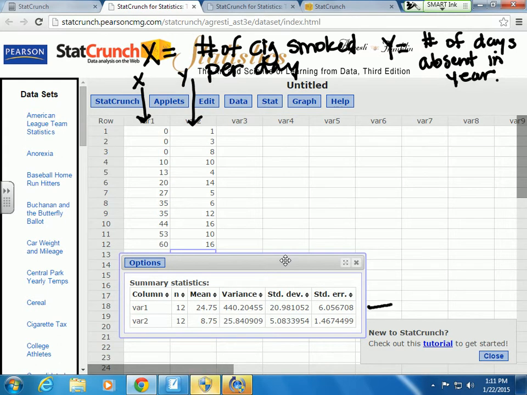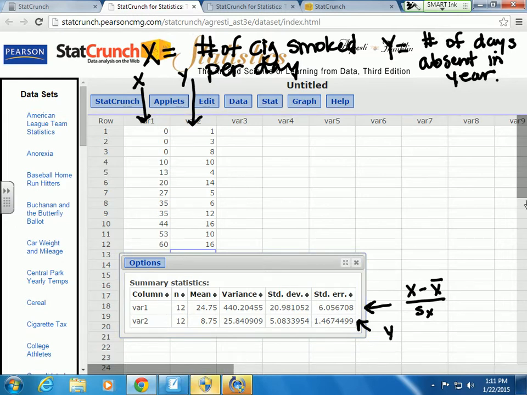These standard errors right here are x minus x bar over s sub x for that one. And this one, I'm going to close this real quick, that is y minus y bar over s sub y, and it's adding all of them up. So it's doing part of that calculation inside the regression calculation for you. I just wanted to show you that we can get summary statistics here. So what I'm going to do now is erase a little bit of this so I can get a bit more going on here.